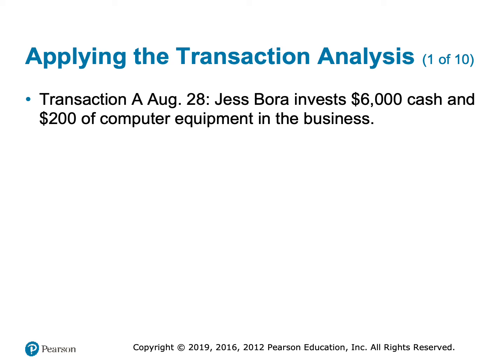Okay, so let's think again here. Did cash go up or down in this transaction? Remember, we're the company. So from our perspective, cash went up. The company has $6,000 in cash. So cash increased. Computer equipment also increased. The company now has $200 of computer equipment. And then capital increased because capital, remember, represents external investment. We have more investment now than we did before, so capital also increased.